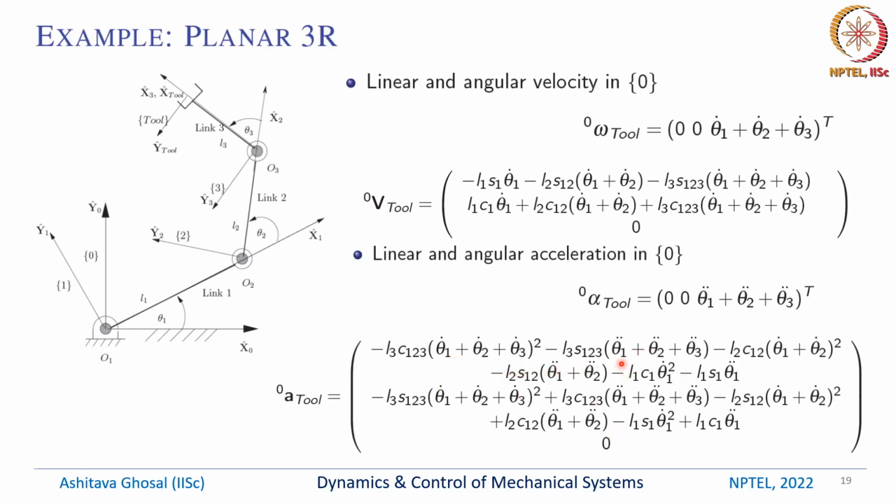So you will have theta 1 double dot plus theta 2 double dot plus theta 3 double dot into some L3, and similarly L2 into theta 1 double dot plus theta 2 double dot, and then L1 into theta 1 double dot. So these three terms are the tangential acceleration. This is like alpha times r. And then we have three other terms which are theta 1 dot plus theta 2 dot plus theta 3 dot whole square. This is the centripetal term. This is another centripetal term which is theta 1 dot plus theta 2 dot whole square. And then there is this theta 1 dot square.